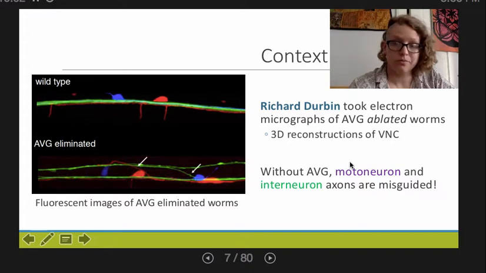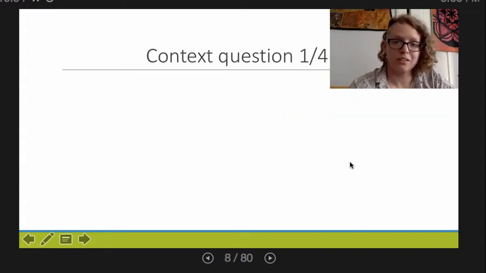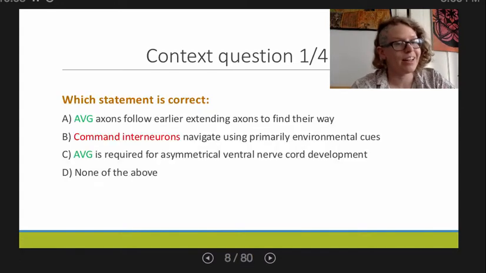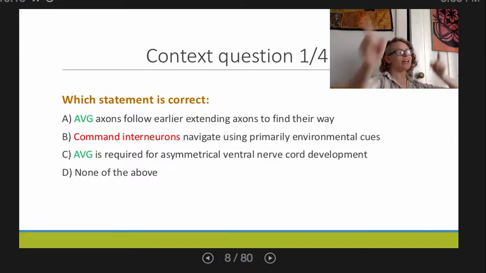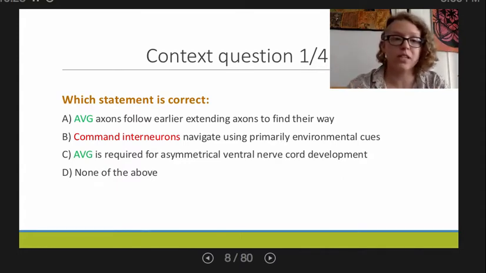So, with all this in mind, let's have a little quiz, because quizzes are fun! Which of these four statements is correct? We just saw command interneurons in green, now they're in red. AVG is green, and that's going to be true for the rest of the talk. So keep that in mind. AVG green, command interneurons red.